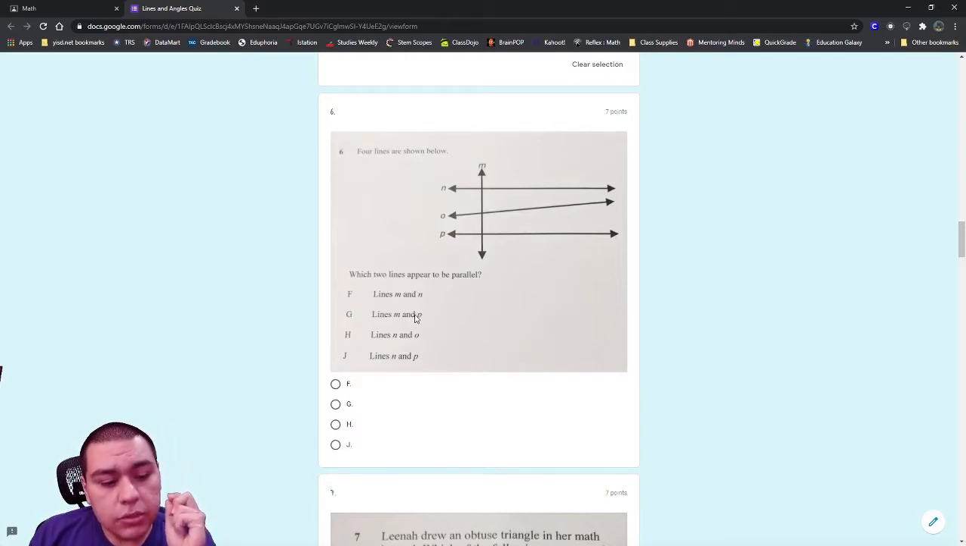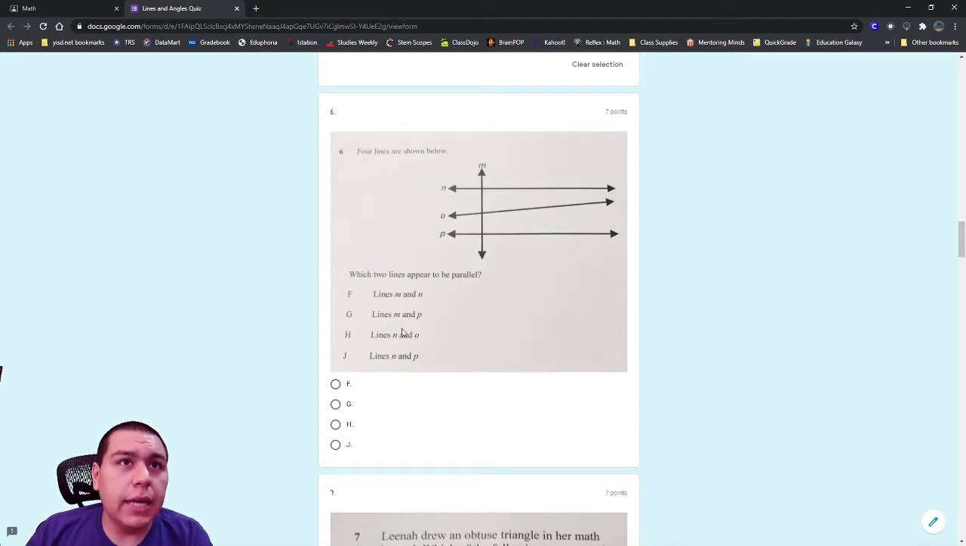So, they're asking us which of these lines appear to be parallel. Which of these lines look like they will never, ever touch? F says lines M and N. Here's line M. Here's line N. That one I shouldn't have picked because I can see that they cross right away.